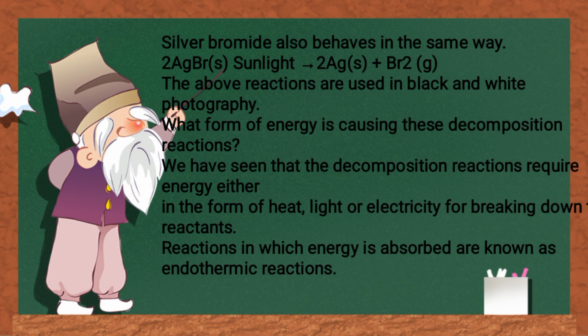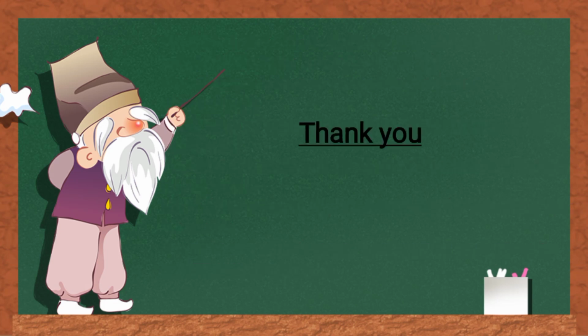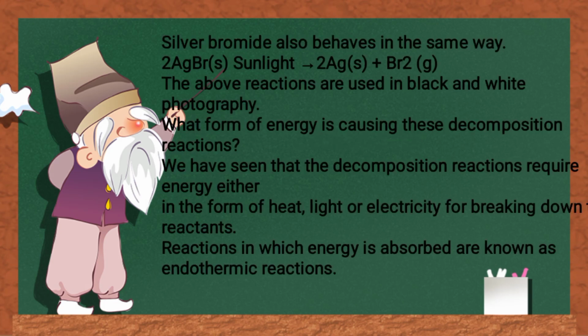What form of energy is causing these decomposition reactions? We have seen that decomposition requires energy either in the form of heat, light or electricity for breaking down reactants. Reactions in which energy is absorbed are known as endothermic reactions. In the combination reaction, heat is given out. Here heat is taken up by the reactant. So this type of reaction is called an endothermic reaction. The evolution of heat is called an exothermic reaction.